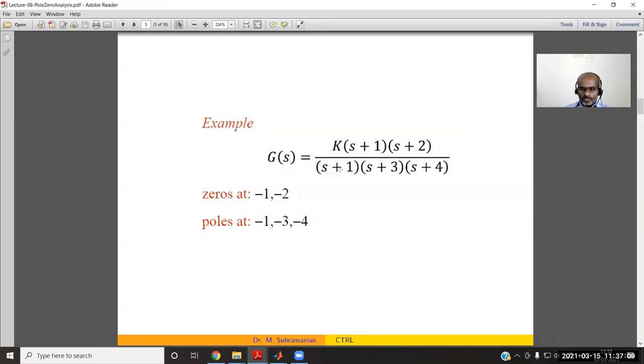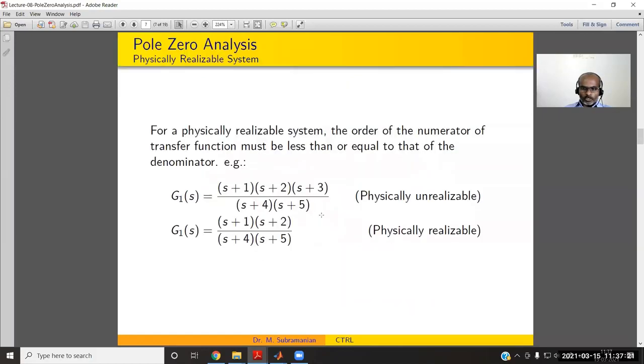So p is equal to -1, -3, -4. Likewise, s minus z1, s minus z2. So z1 equal to -1, z2 equal to -2. So we can locate these poles and zeros.